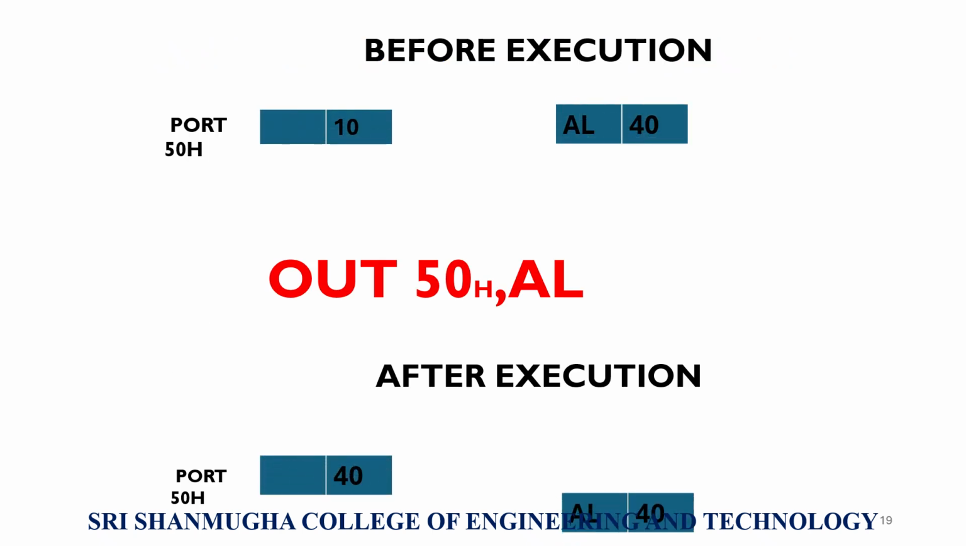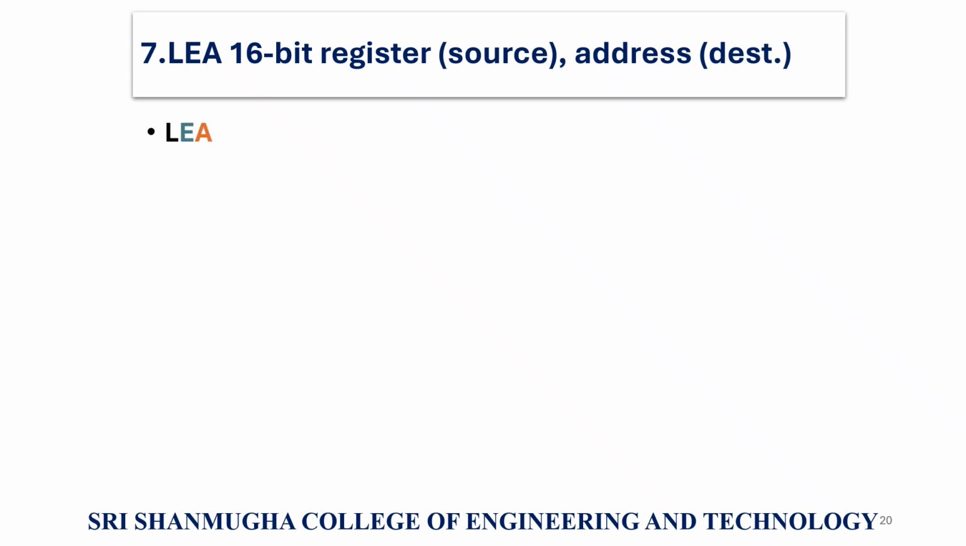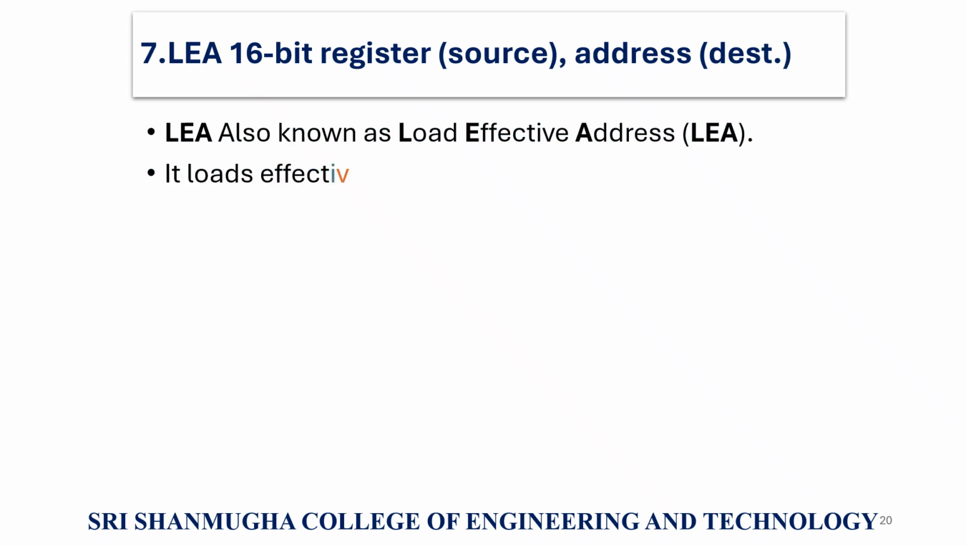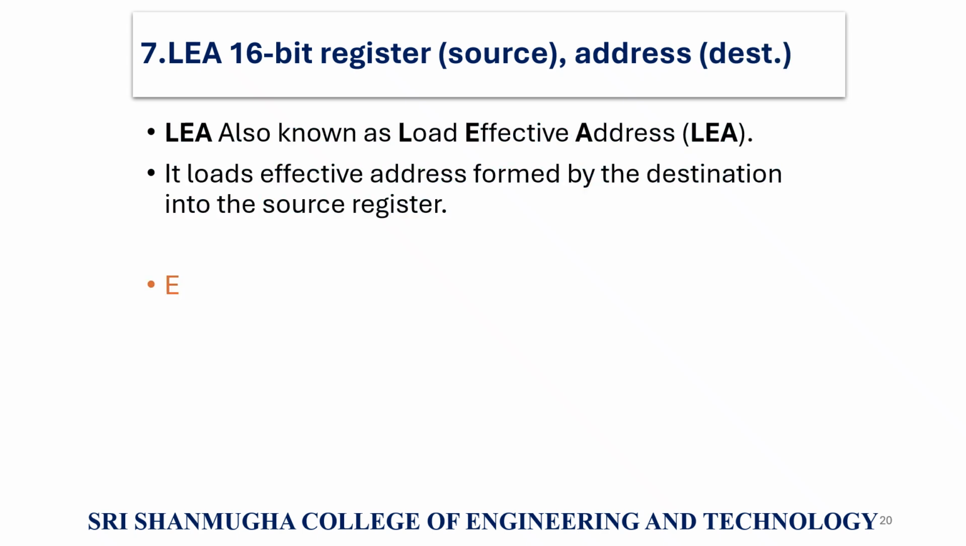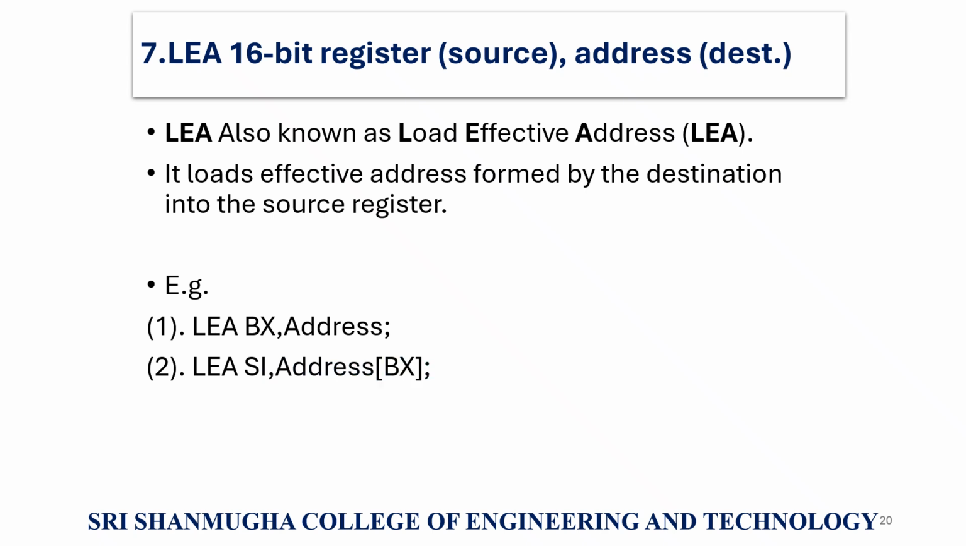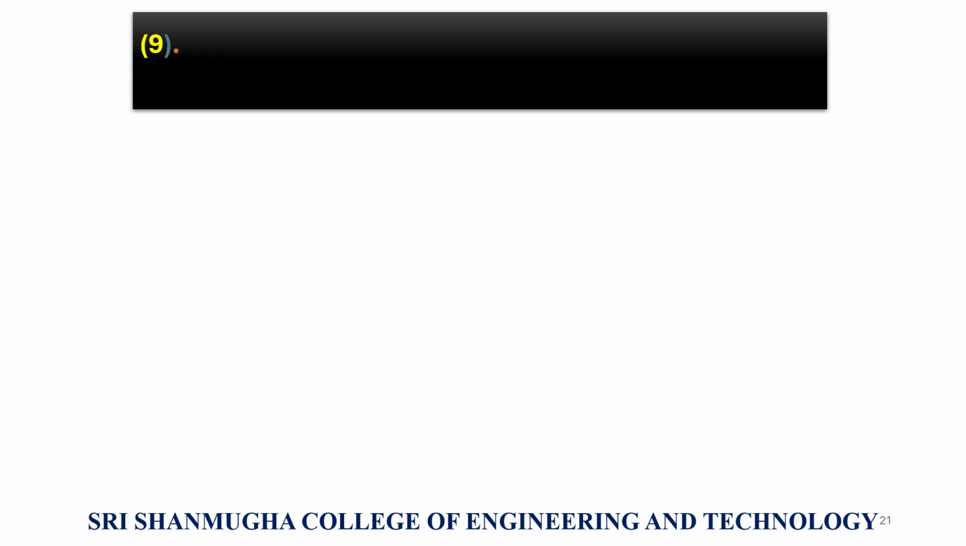And the next one is LEA, load effective address. It loads the effective address formed by the source operand into the destination register. So you can see LEA BX comma address. The address will be copied to the BX register.